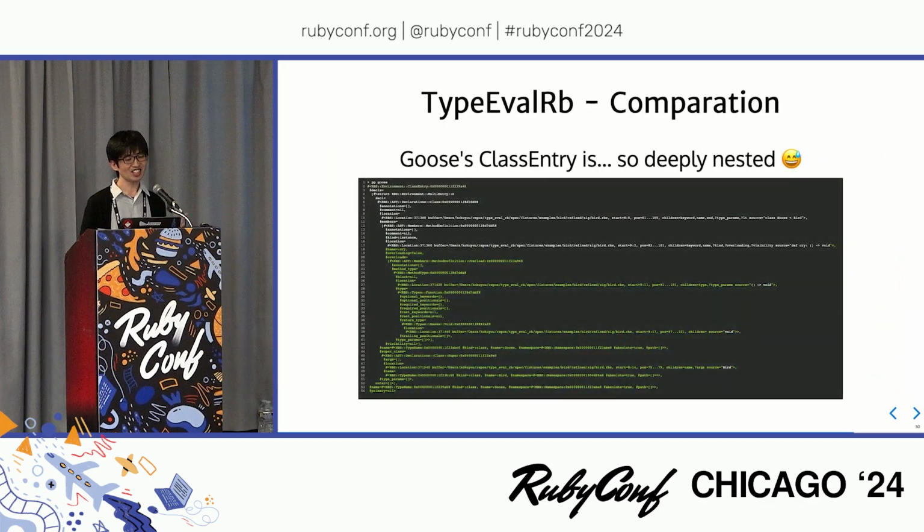The Goose class entry we extracted is here, and it is deeply nested. This is because the class entry has a lot of information. However, only a small part of the information is needed for the comparison tree.